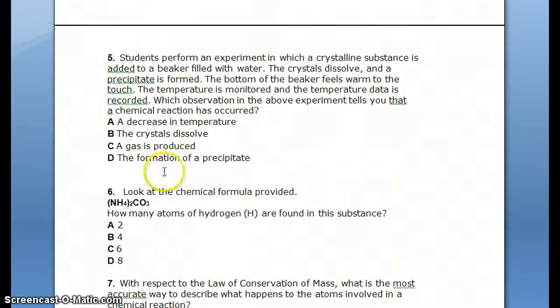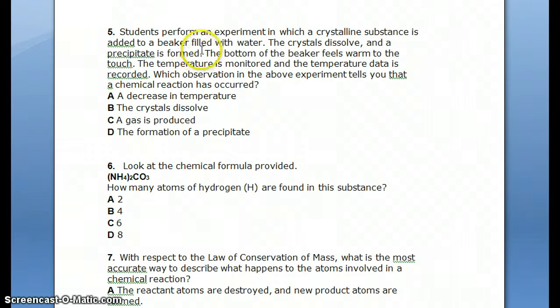Number 5, students perform an experiment in which a crystalline substance is added to a beaker filled with water. The crystals dissolve and a precipitate is formed. The bottom of the beaker feels warm to the touch. The temperature is monitored and the temperature data is recorded. Which observation in the above experiment tells you that a chemical reaction has occurred?